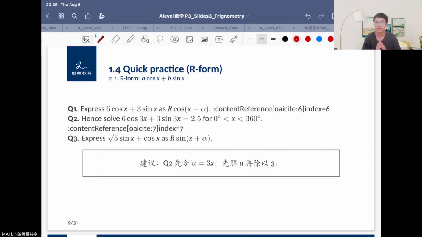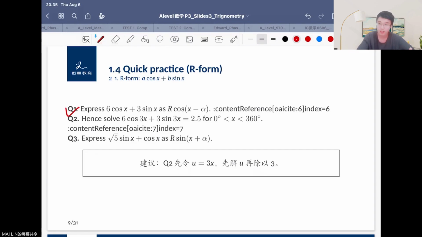Okay, hello guys. Today we are talking about the practice of the a cosine x plus b sine x part. So let's move to the first part, question 1. Here you want to express 6 times cosine x plus 3 times sine x.